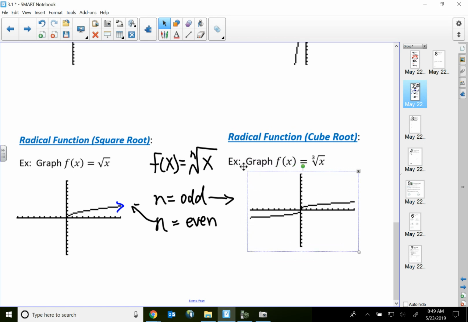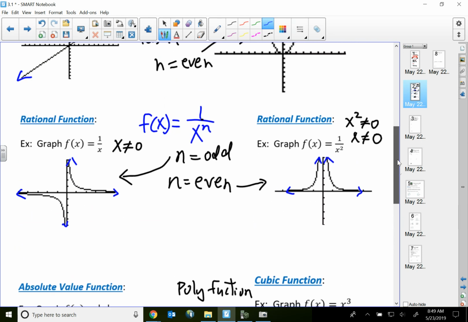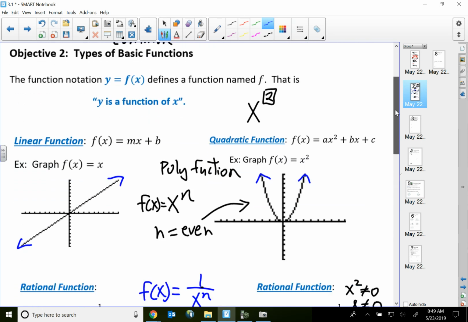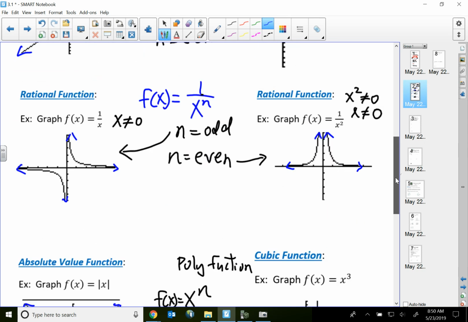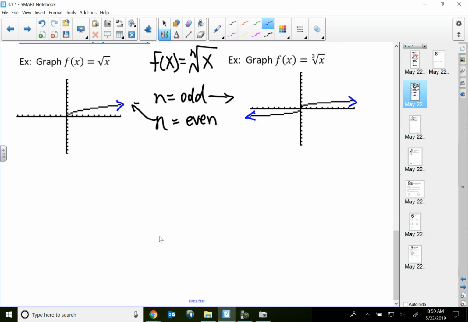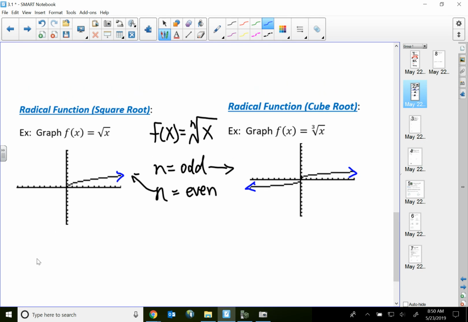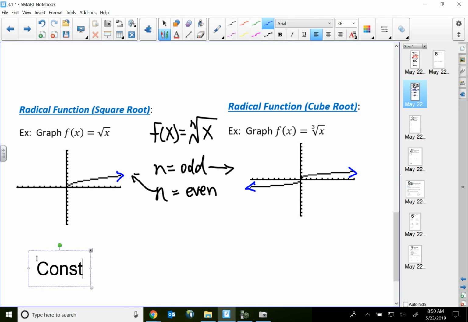Let me draw my arrows. So here we go. These are our basic functions. Okay, I need you to memorize them. There's actually another function I didn't draw here that is actually quite common. It's called the constant function. I'm going to write it down just in case I forget to mention it later on. Constant function.